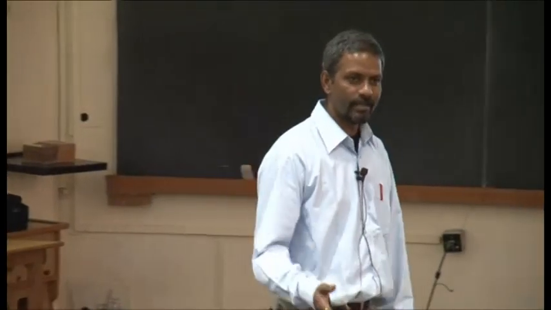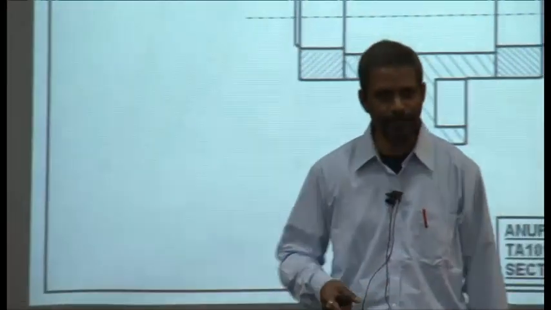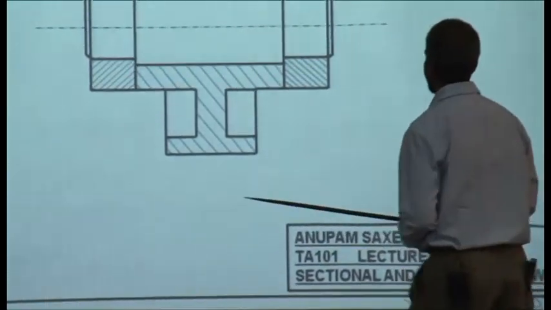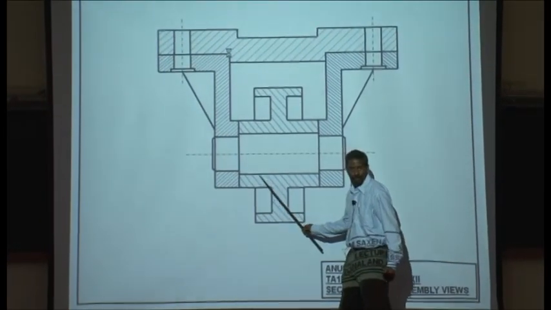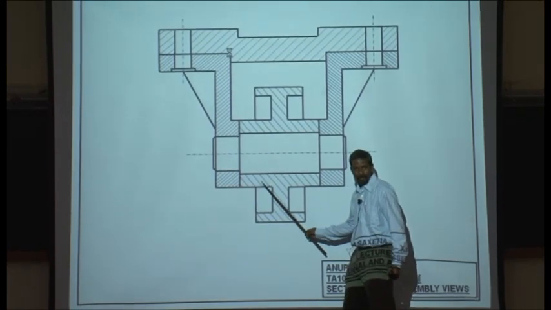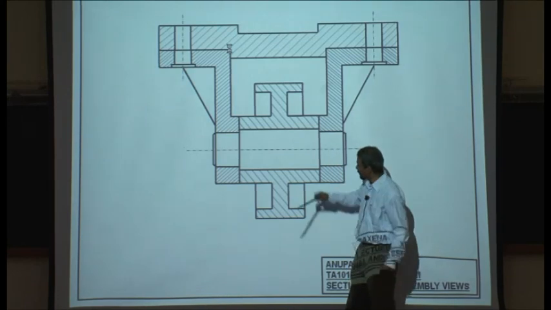As I said, people tend to follow different conventions. At times people tend to use hatching, so that there are two hatch lines which are very close to each other, separated by a gap, followed by two again closely placed hatch lines. You can vary the degree.